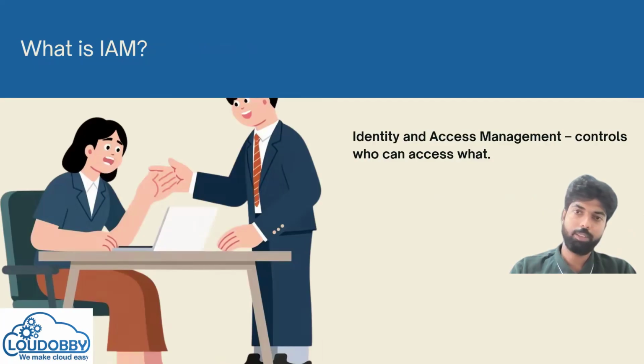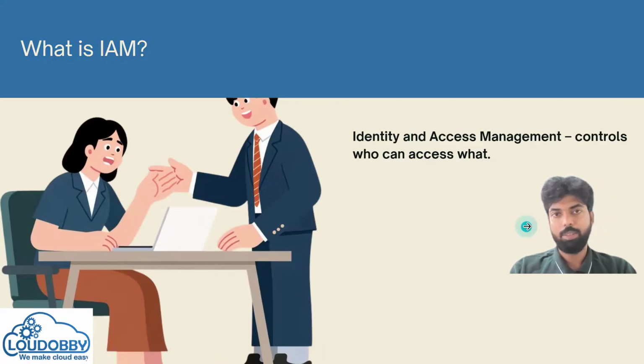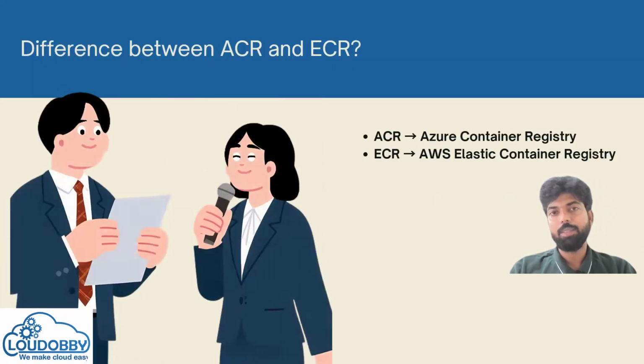What is IAM? This is related to AWS, identity and access management. It controls who has access; basically, they are access policies you will be setting in AWS IAM. Difference between ECR and ACR? Both are container registries. ECR is AWS and ACR is Azure.